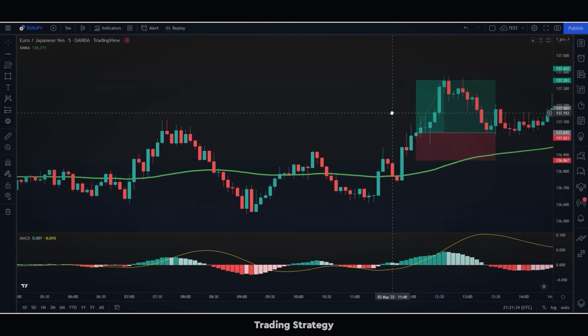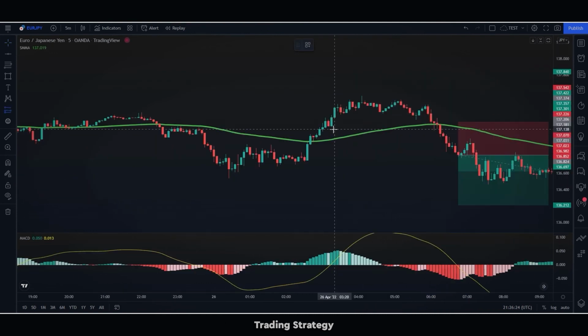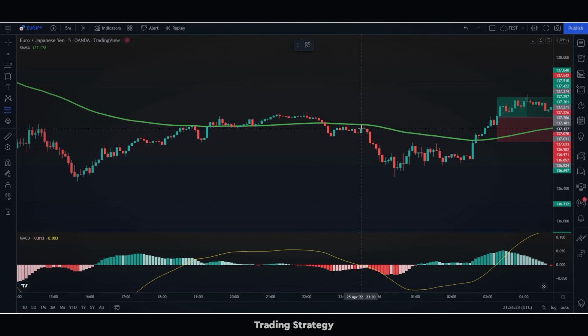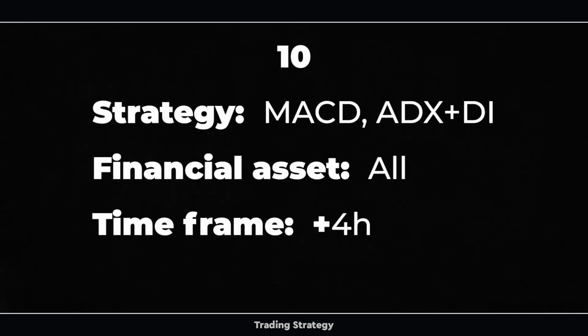Incredible. It is important to clarify that the longer the time frame in which we will operate, the more successes we will have. It is also much better if we put our take profit in the support and resistance areas, or even at Fibonacci levels.